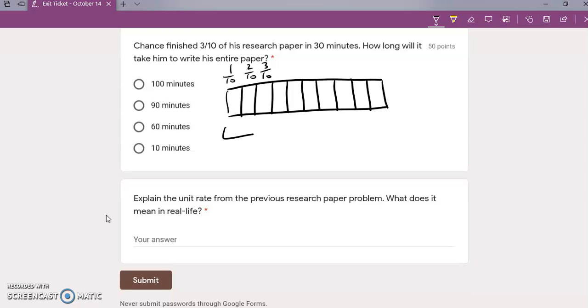So if all these put together is 30 minutes, because it took him 30 minutes for 3 parts, how much is each part worth? This means it took him 10 minutes, 10 minutes, and then 10 minutes again, because 30 divided by 3 parts is 10. So that means it's going to take him 10 minutes for every little part here.